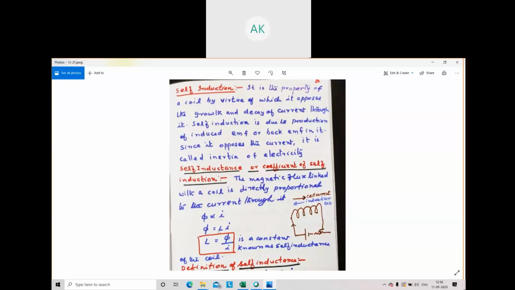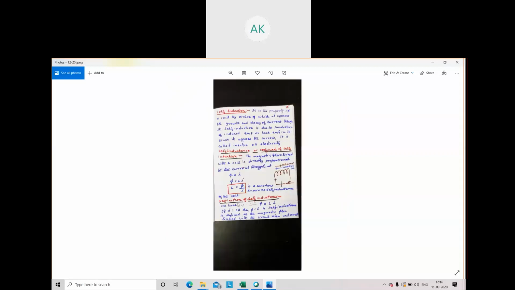Phi equal to constant L into I, where L is known as self-inductance or coefficient of self-induction. Therefore, L you can write, phi by I is a constant known as self-inductance.